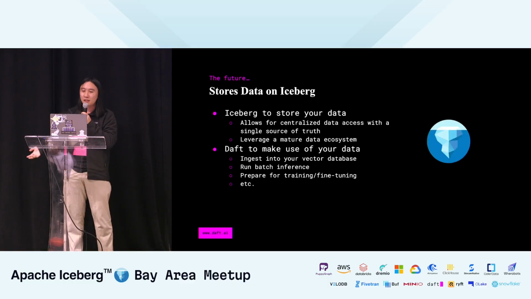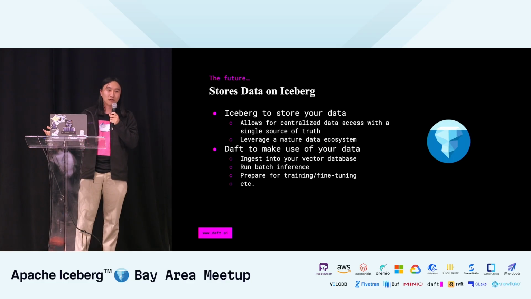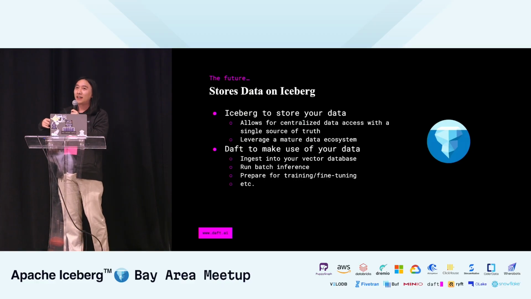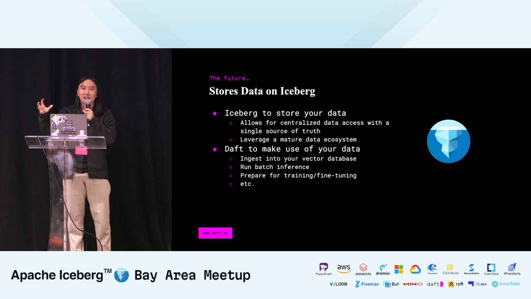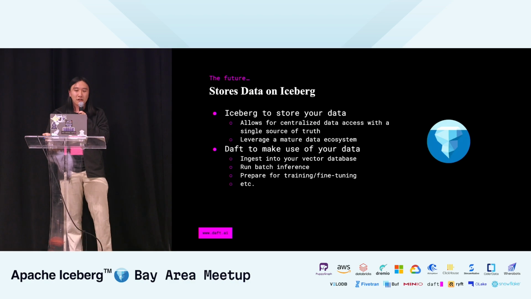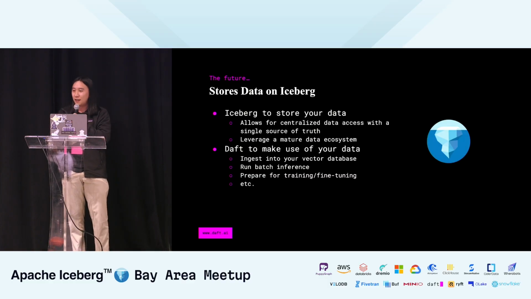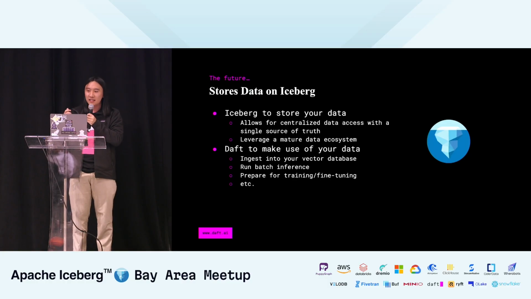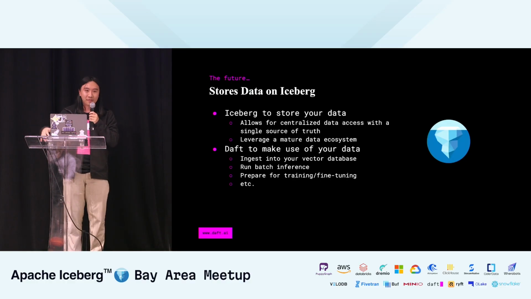We also believe that the future stores data on Iceberg. Iceberg is great for storing your data, and allows for centralized data access with a single source of truth. You don't want your AI data, or data for your AI applications, to live in a different place from your data for other applications and then diverge. And you can also leverage a mature data ecosystem that provides you the governance, the compute, everything that you essentially need from all the other people that have talked today within Iceberg, right?